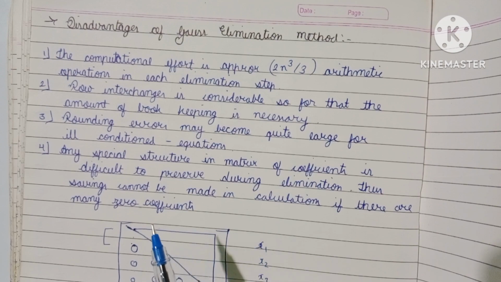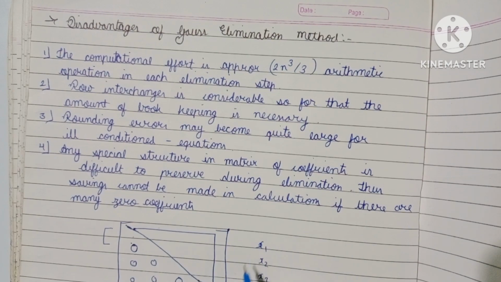Then the third disadvantages is rounding error may become quite large for ill-conditioned equation. So in ill-conditioned equation where the slope of two lines are same, so for that there the rounding error become quite large, and this will give a defective solution for the variables.